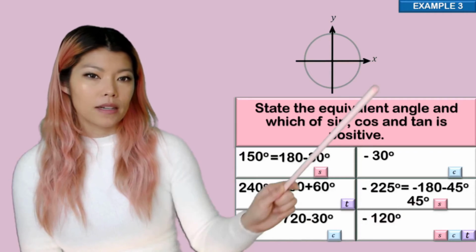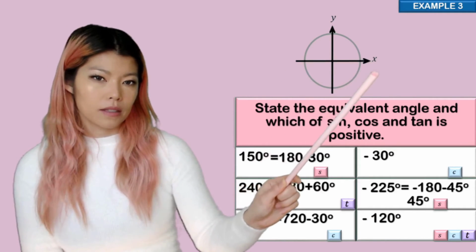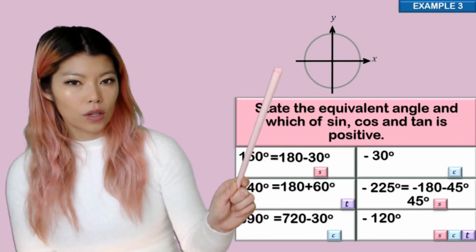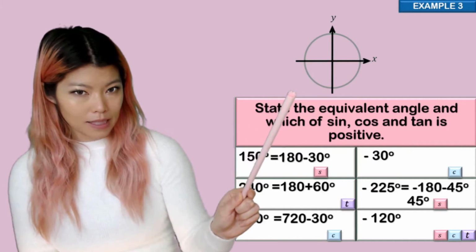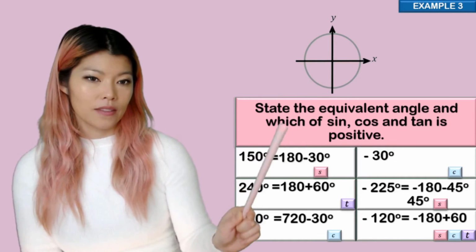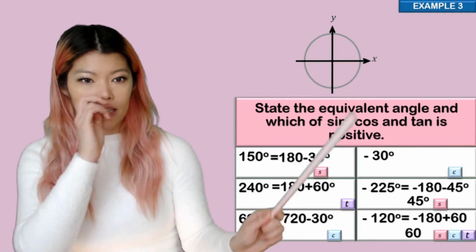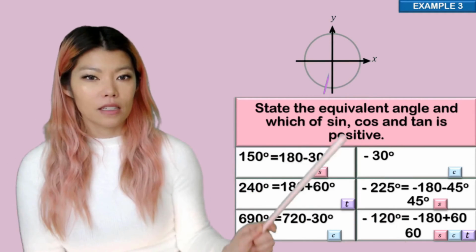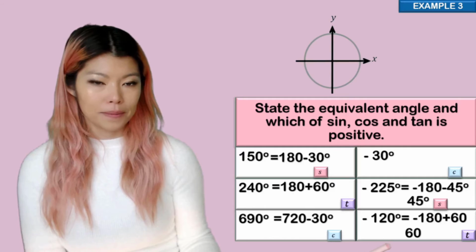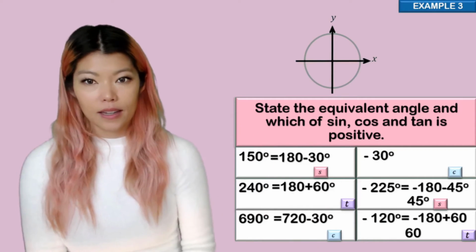The last one, minus 120. Minus 120, we are in this quadrant over here because it's minus 180, and then we're going anti-clockwise, so plus. So minus 180 plus 60. So our equivalent angle is 60, and ASTC, it is tan that is positive in that quadrant. So have a practice of this, because we're going to use this skill in the next example.